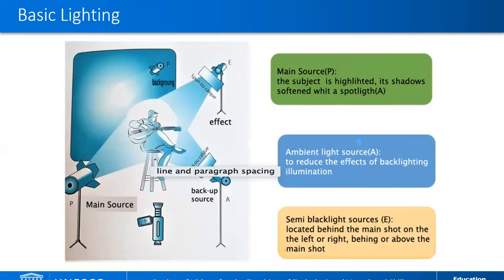Basic lighting. The main source: the subject is highlighted, its shadows softened with a spotlight. Ambient light source, to reduce the effects of backlighting illumination. Semi-back light sources, located behind the main shot on the left or right, behind or above the main shot.